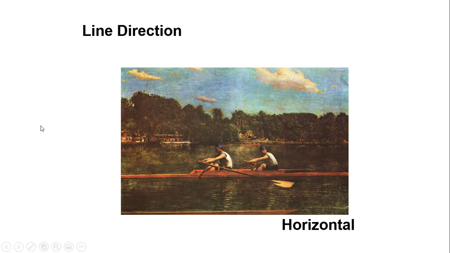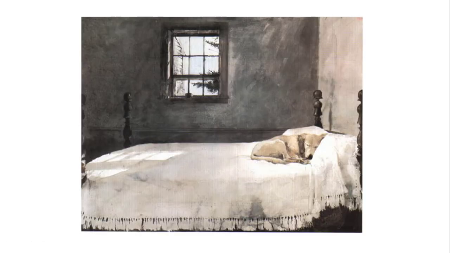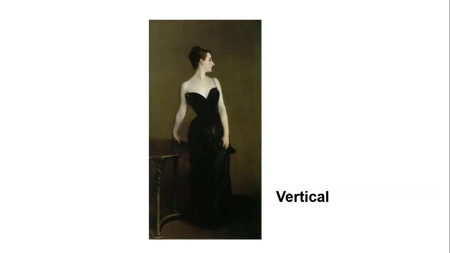Horizontal lines are usually considered peaceful lines, relaxed lines. We even say we're going to get horizontal, right, when we think about it. So anything that is dominated by horizontal lines usually has a very calming effect. Vertical lines, on the other hand, are dominating lines. They're aggressive lines. They provide a statement. They show power, authority, that sort of thing.